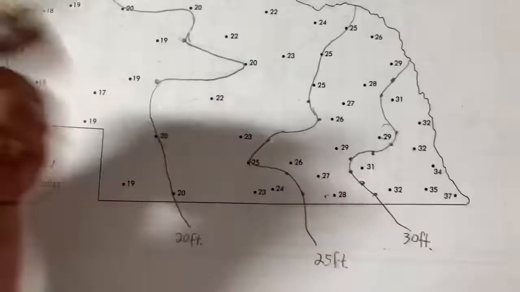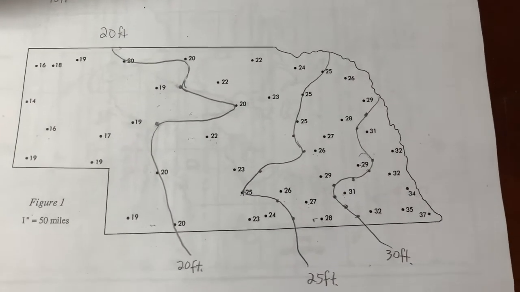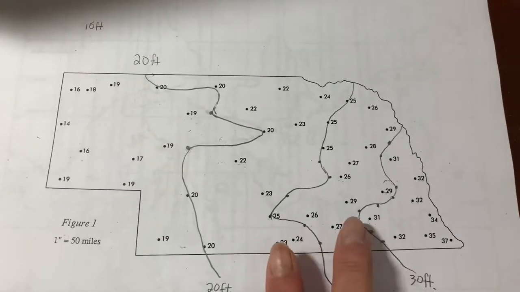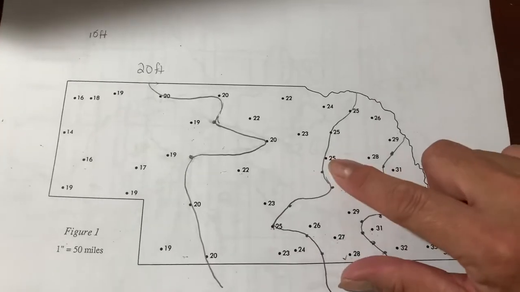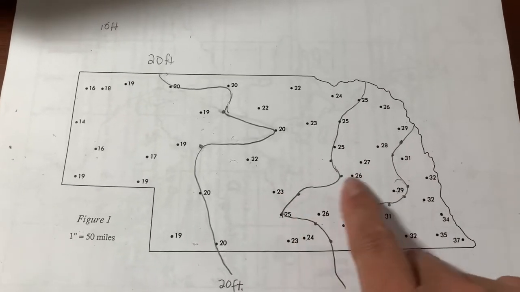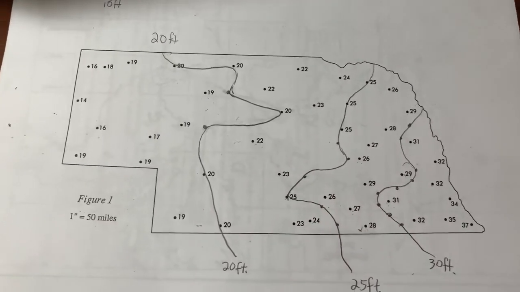You're basically just guesstimating how far that elevation unit is between two. If it's not directly listed, like 25, and you have 23 and 26, you're just going to guesstimate where that dot would lie between these two. And that's how you make contour lines.